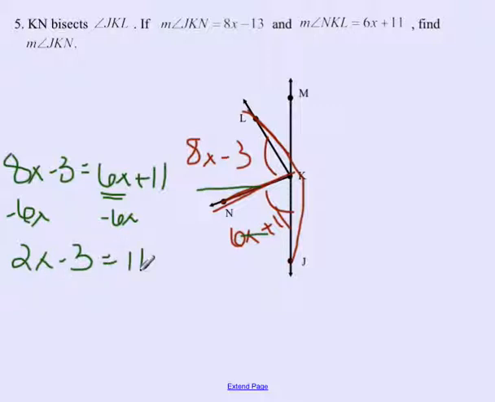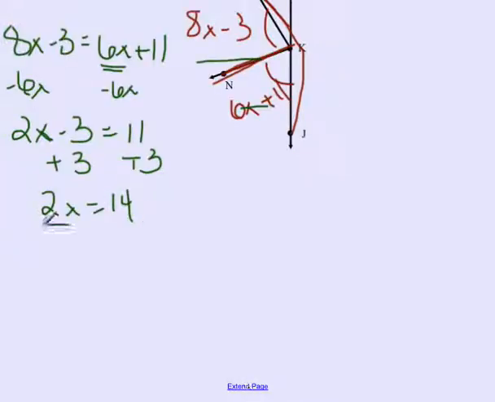The next thing we need to do is get the thing farthest away from the x, so we need to add 3 to both sides. So then we get 2x is equal to 14. Next, we want to divide both sides by 2, and we get that x is equal to 7.